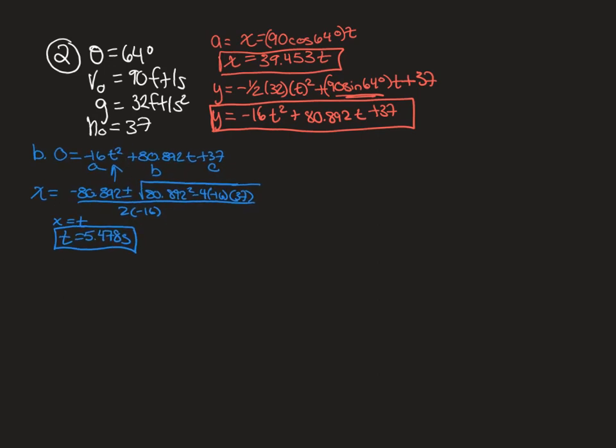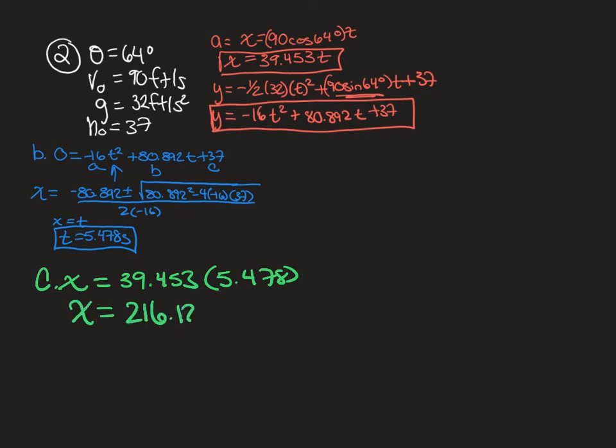Letter C says determine how far the ball traveled. So that means its horizontal distance, side to side. How long did it travel? So for letter C, x equals my horizontal 39.453 times my total time, my 5.478. So my total distance traveled was 216.12 feet.